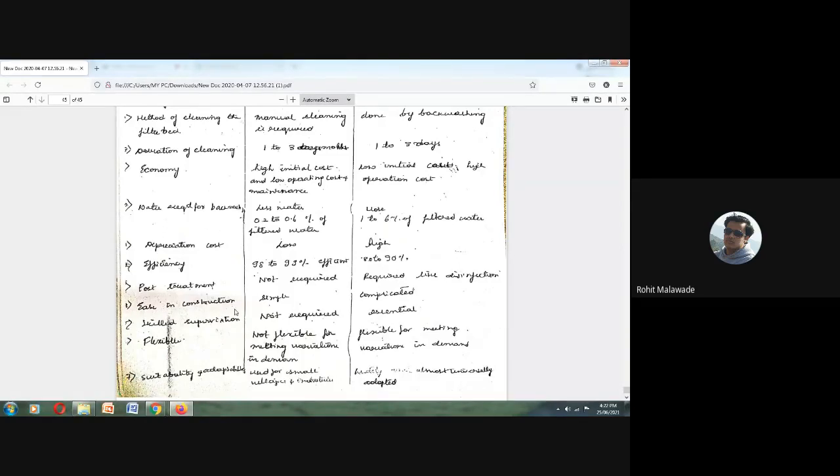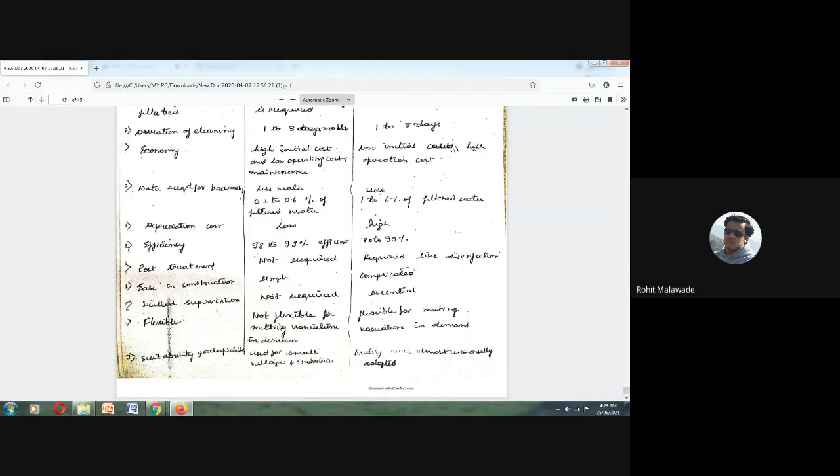Then ease in construction: the slow sand filter is simple in construction, while the rapid sand filter is a bit complicated in construction. Then skilled supervision is not required in case of your slow sand filter, but in case of rapid sand filter, as we do the backwashing and all, it requires a skilled person in order to handle all those activities.